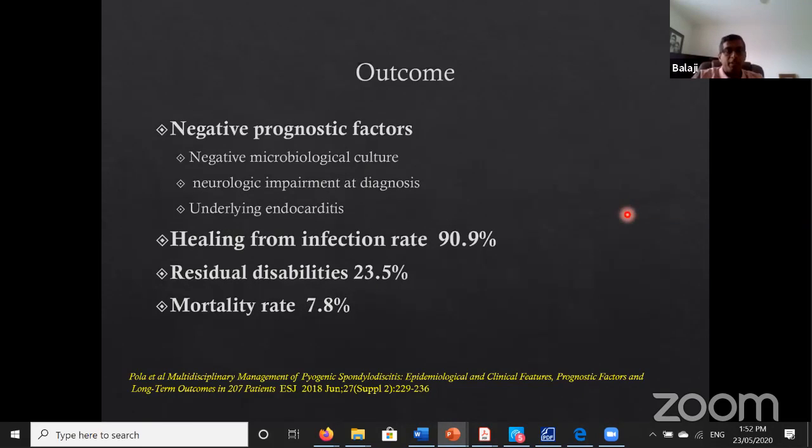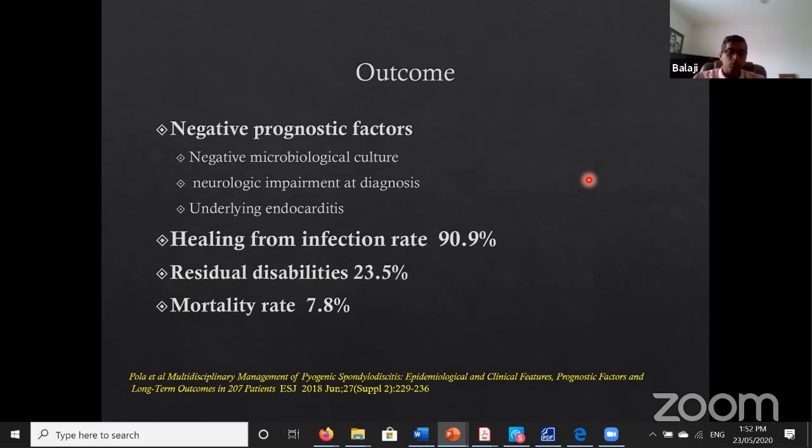So how do these patients do? A study published in the European Spine Journal in 2018 by the same team who did the classification noticed a few negative prognostic factors, like negative microbiology cultures, presenting with neurological impairment at the time of diagnosis, or an underlying endocarditis. These were considered negative prognostic factors. More than 90% of the patients healed with antibiotics and treatment, and got rid of their infection.